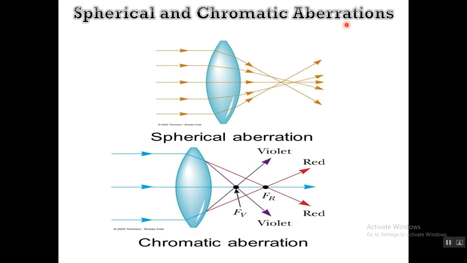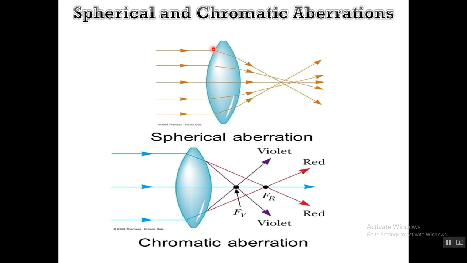What is meant by spherical and chromatic? Look at this. This is the crystalline lens, or the lens of our eye. One of the errors or aberrations which occur due to the passage of light through any lens is, number one, spherical aberration. What is meant by spherical aberration? The refractive power of the periphery of the lens is not the same as the center. The power in the center is low compared to the periphery.